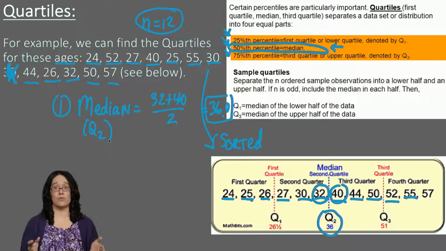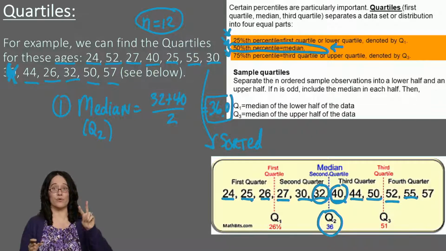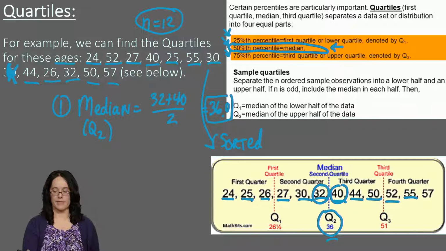That is telling you, if you think about quarters in a dollar, there are 4 quarters in a dollar: 25, 25, 25, 25, right? What we're saying for quartile 2 is that there are 2 quarters before it. So that'd be 50%, okay? 50% of all data values represented here are below the number 36, okay?